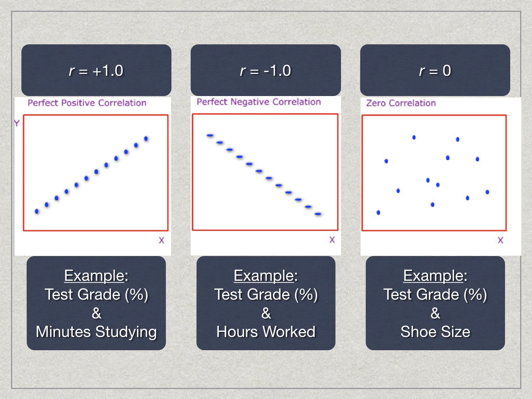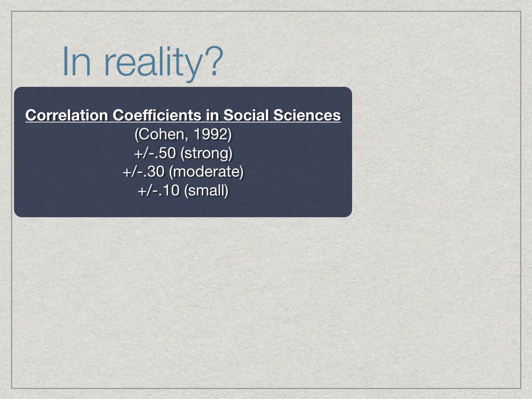Now those are perfect correlations. In reality, as you're reading those peer-reviewed journal articles for your papers, those numbers on the previous page with 0.84 positive correlation, those numbers are just to illustrate the point. In reality, according to Cohen, just a 1992 resource, 0.5 positive or negative, that's considered a strong correlation. 0.3 is moderate, 0.10 is small.